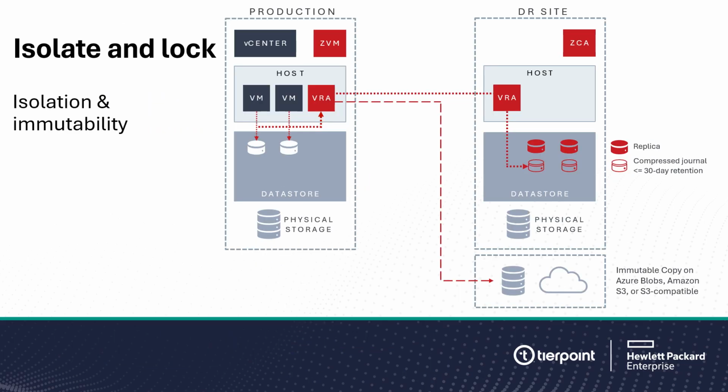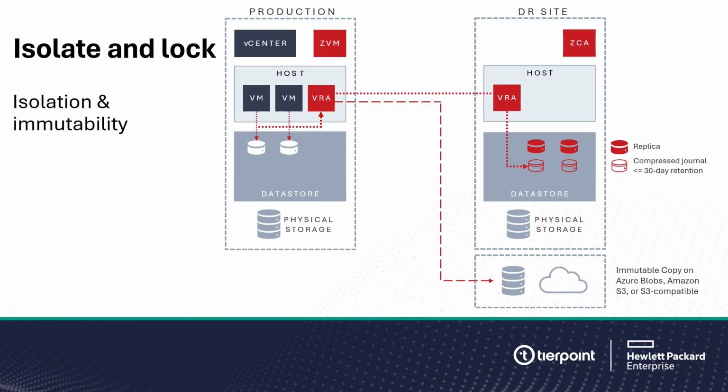Okay, so once you have replicated and detected, now it's time to isolate and lock. So what that means with HP Zerto is that you are going to be in real time replicating that data across from production to the DR site. But because that replication is in real time and we're writing to the recovery journal in real time, we cannot make that recovery journal immutable. So what we have to do is we have to make a copy of that recovery journal from a particular point in time and make that copy immutable.